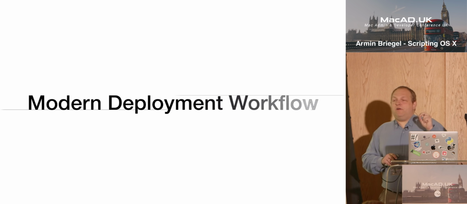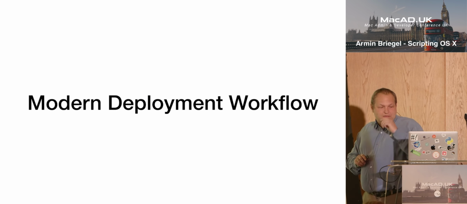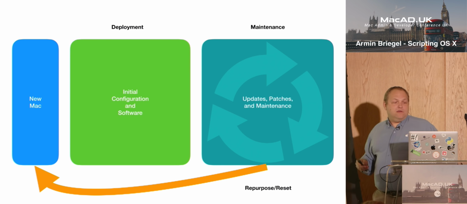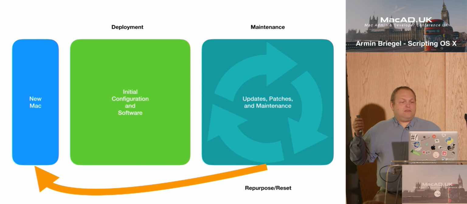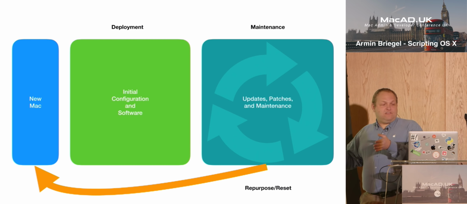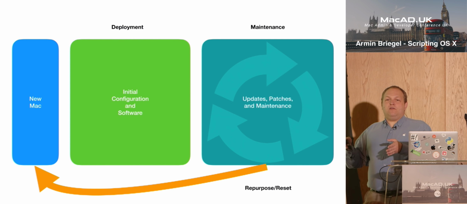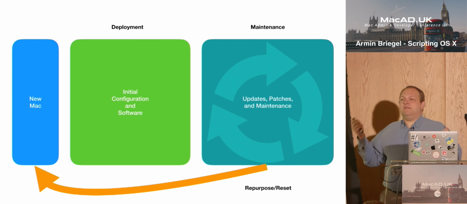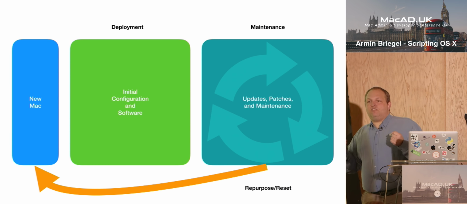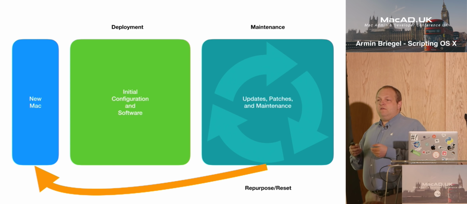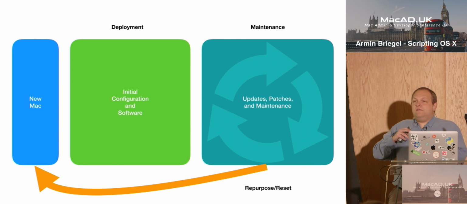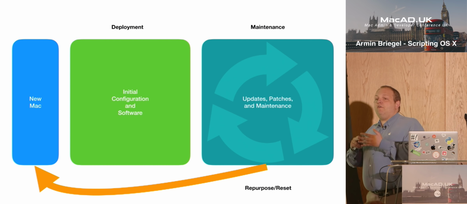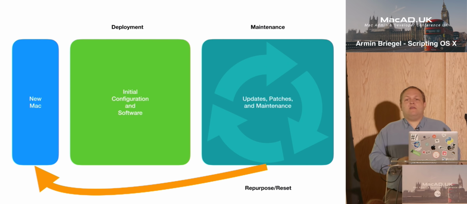So what does the modern deployment workflow now look like? And this is a very high level, this is satellite view. You get the new Mac, you do some initial configuration and install some software to get it going, and then you enter the maintenance cycle. The maintenance cycle should be managed by your management software, Jamf, AirWatch, Monkey, the MDM working together with a local agent to keep the software and to keep the configuration on the device where it should be.